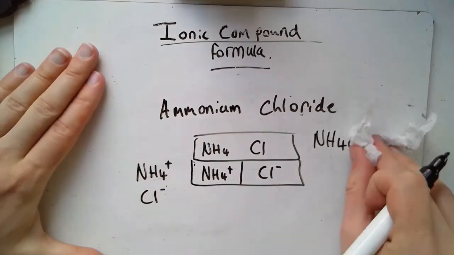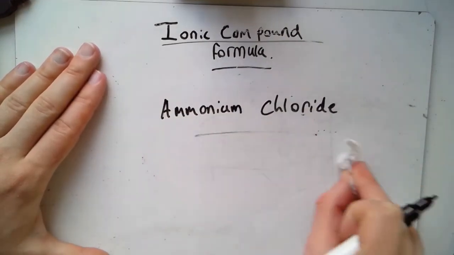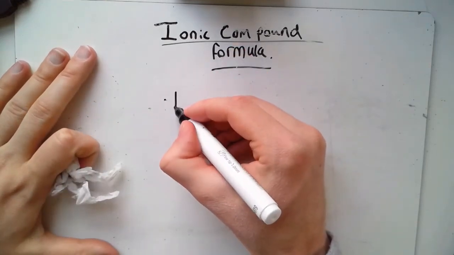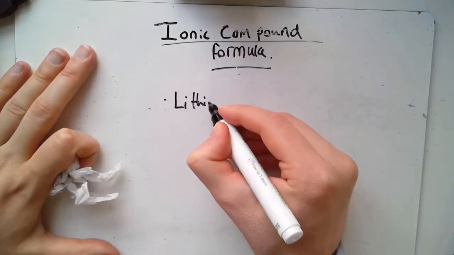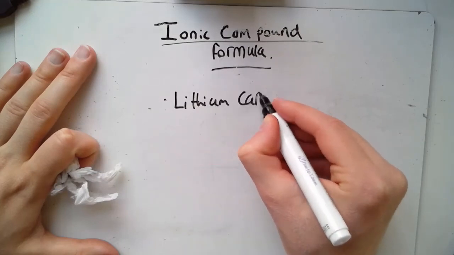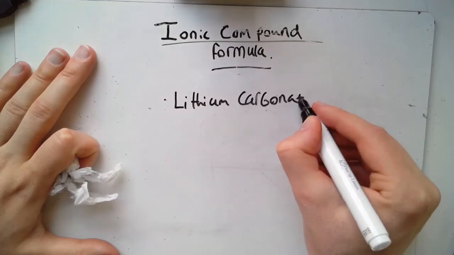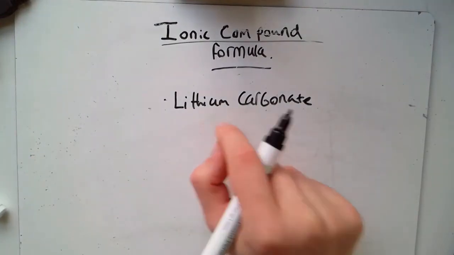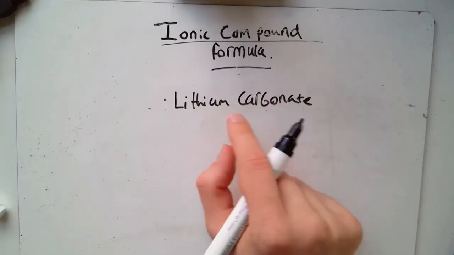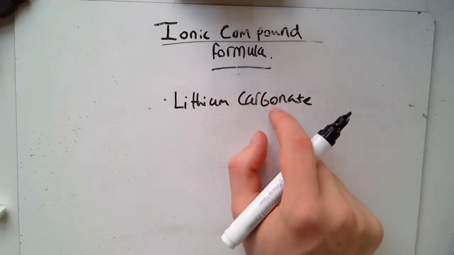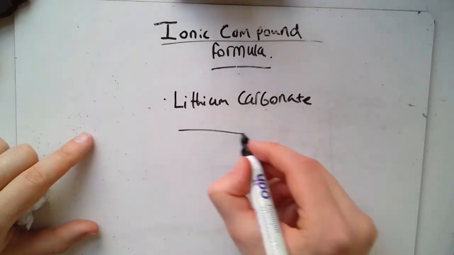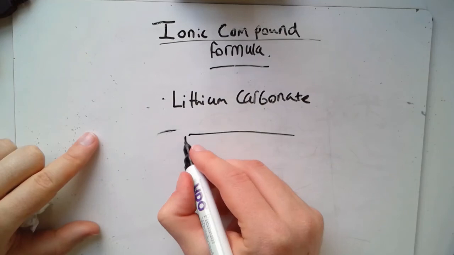Now I said this is going to be the very last one, but I've realised it's probably better if I give you just one more example. Let's do lithium carbonate. Now people get confused when they talk about brackets. In this example I won't need a bracket, because unless I need to say I've got more than one of my polyatomic ion, I don't need to use a bracket. So let's start with this.